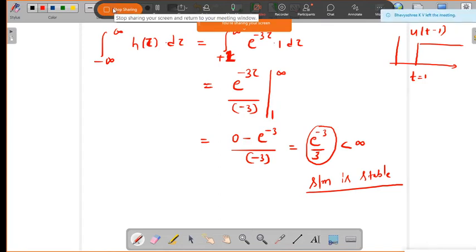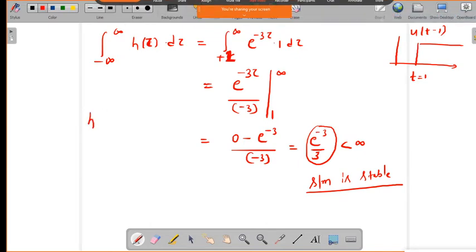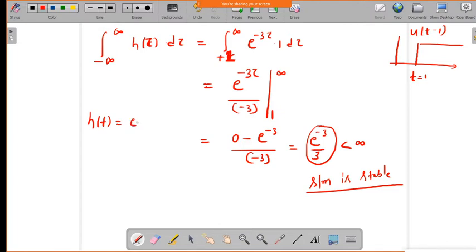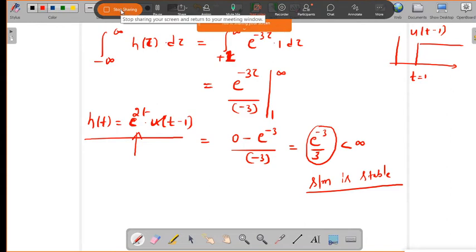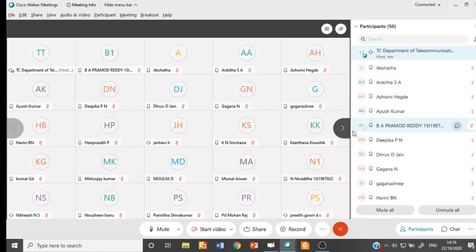Okay, so now find out for another problem, where h of t is given by e power 2t into u of t minus 1. Instead of minus 3t, I am giving e power 2t. Let us see what this system gives. Find out whether it is memoryless, causal, or a stable system.